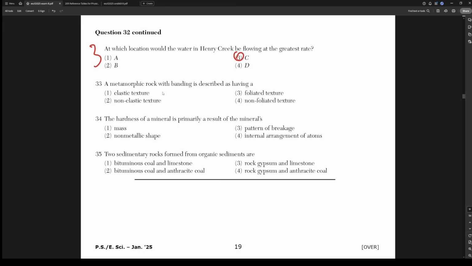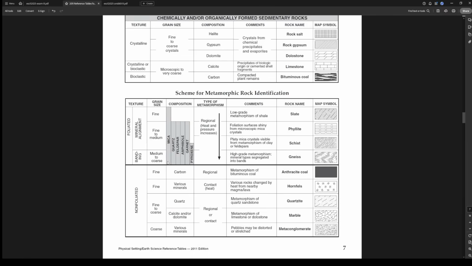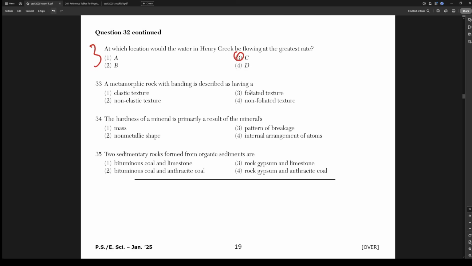Okay. A metamorphic rock with banding is described as having what? Okay, so you go to metamorphic rock. Check this out. Banding. Okay. Now, what is it asking? Oh, look, it's foliated. Is that what it asks? Yeah. Done. You could check the other three if you're not too sure, but I am sure.